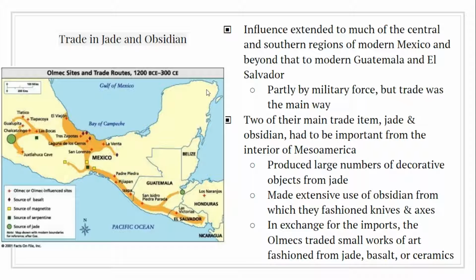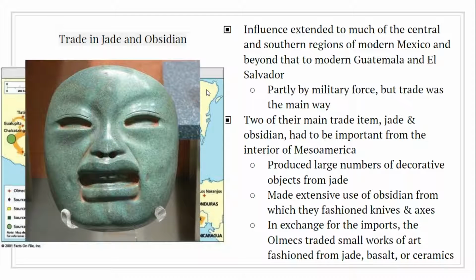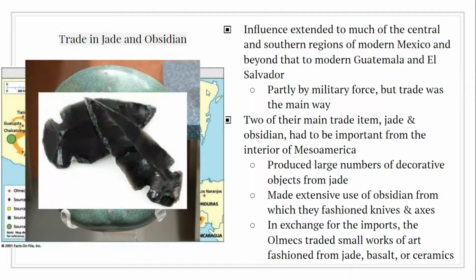But once they got it, they would create these beautiful, magnificent objects. For example, with jade, they would create a large number of decorative objects, like for example, you have a beautiful face right here. Or perhaps with obsidian, they would create these very sharp knives and axes. In exchange for their imports, the Olmecs would trade small works of art made from jade, balsa, or perhaps ceramic.